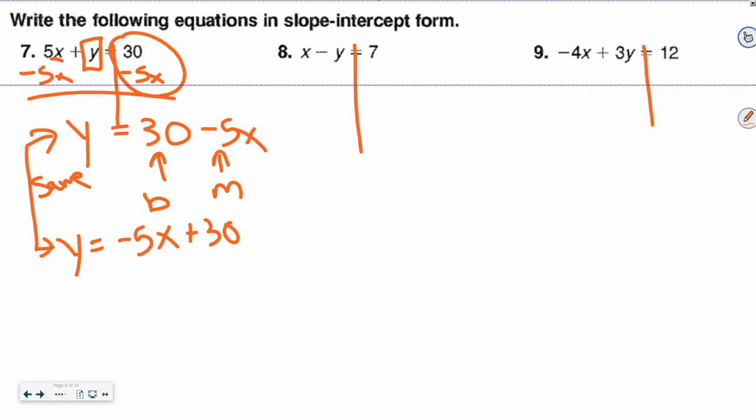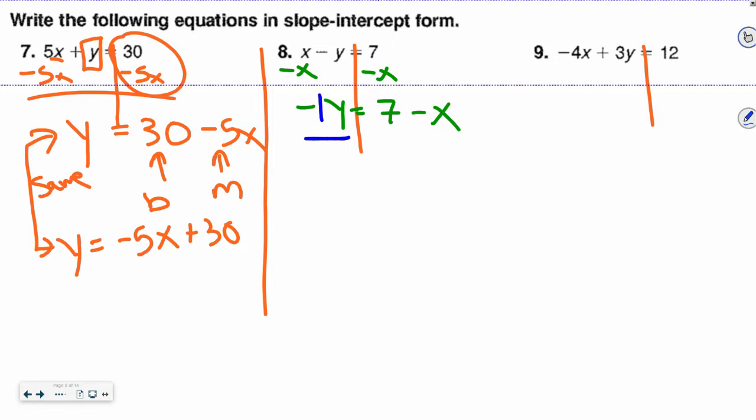In my second problem, number 8, again, I start with getting rid of my x. My x is positive, so I'm going to subtract it. What's left on this side is negative y equals 7 minus x. I then have to remember that this is not just a negative sign, it's a negative 1. So I'm going to divide by negative 1 to each one of these.